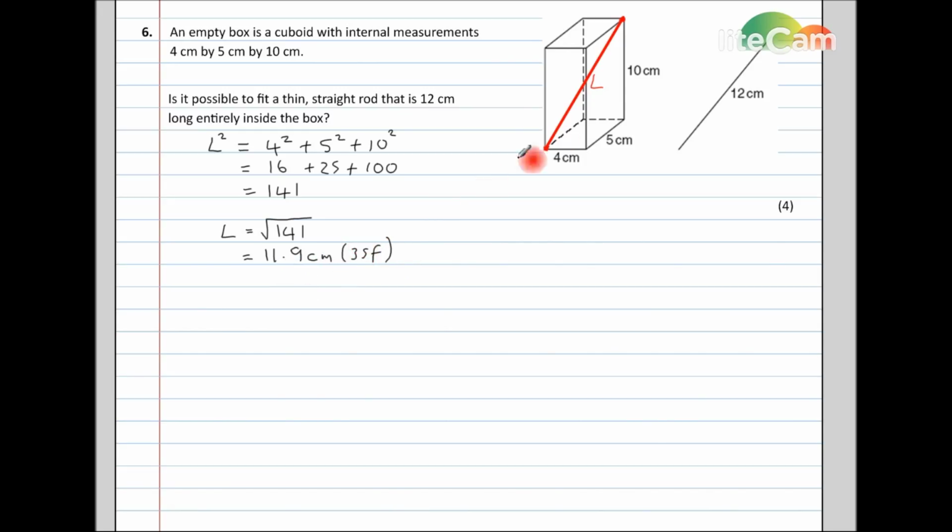So the distance from corner to corner of the box is 11.9, but the rod is 12 centimeters. So no, the rod won't fit. Always make sure with questions like this that you've actually answered the question at the end. There'll be 1 mark just for saying this, provided you've done the calculations to back it up.